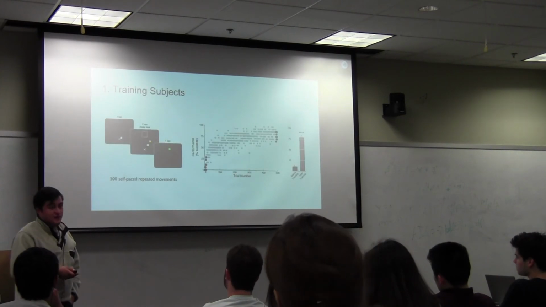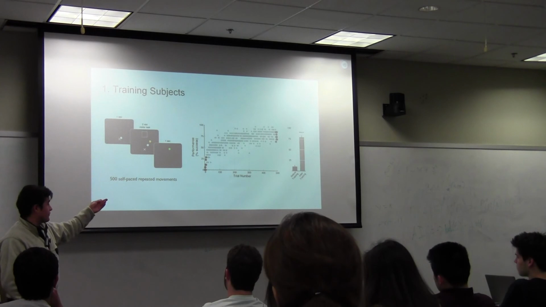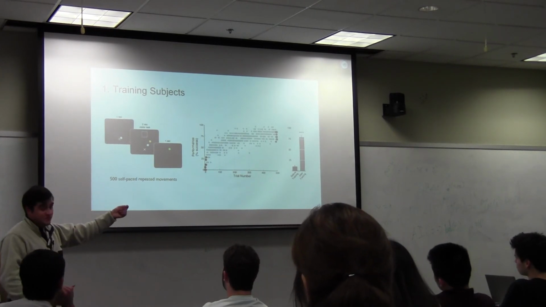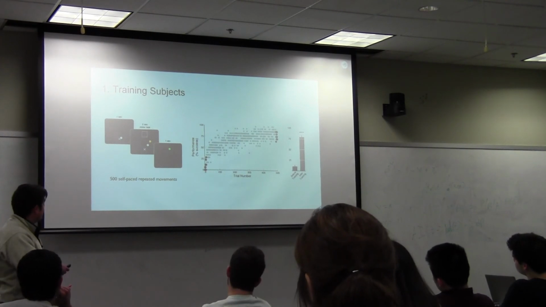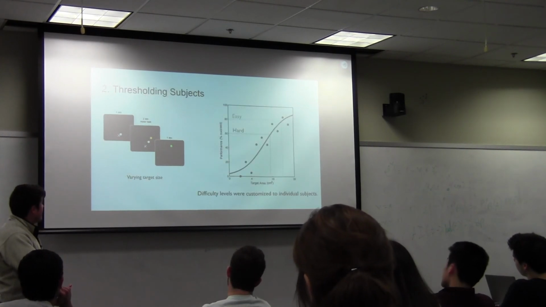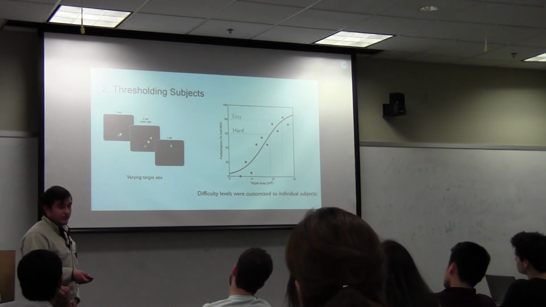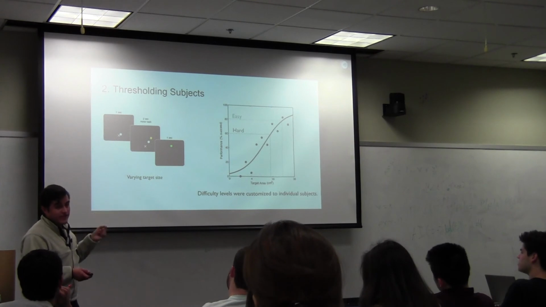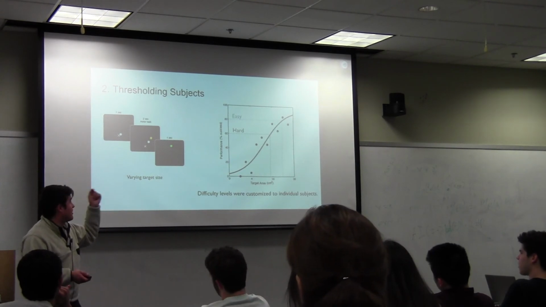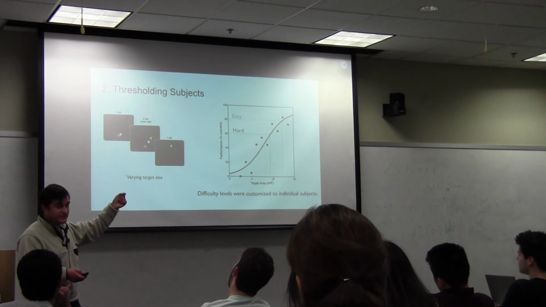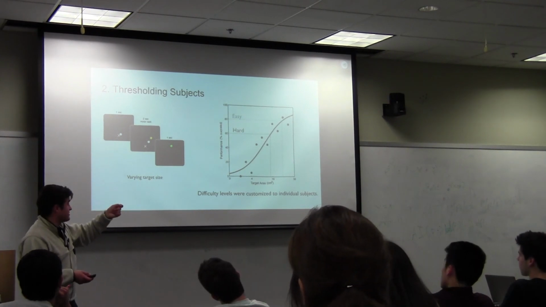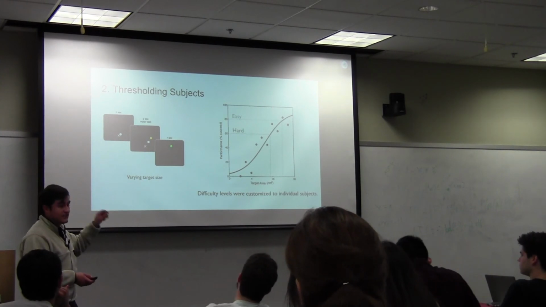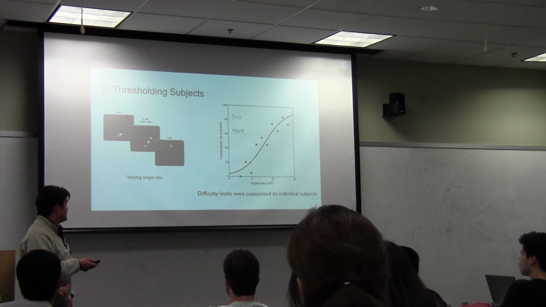The first step of this experiment was training the subjects. In the beginning, they were really bad, with about a 10% success rate. So they did 500 trials with everyone and got them up to about a 75% success rate. And then this is what I was talking about with the thresholding. For each individual subject, they created a psychometric curve, and got a threshold for easy, which was when they were 80% successful, and hard, which was when they were 60% successful, so that each person would have individual box sizes specialized for them, easy and hard.